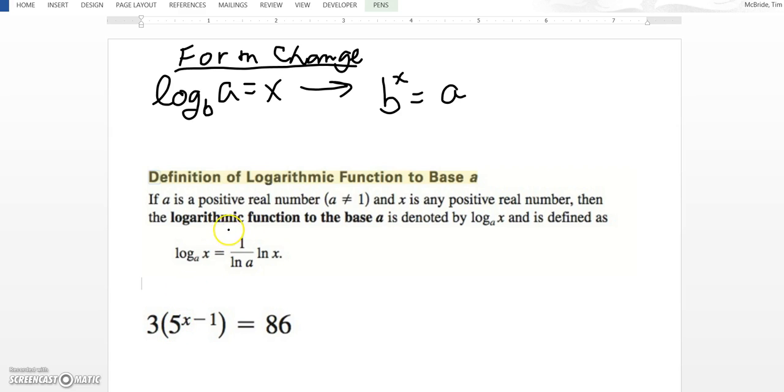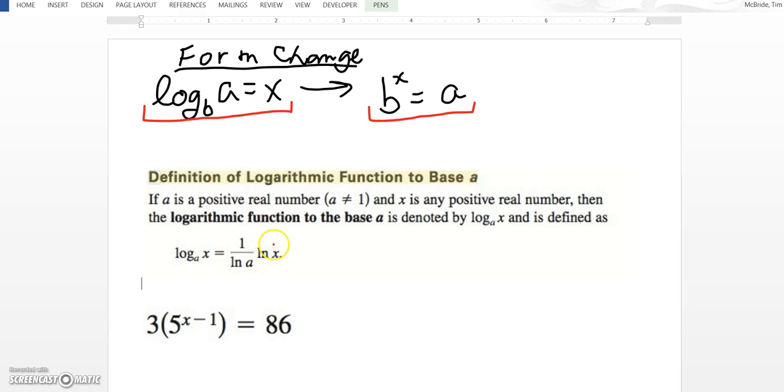And before we get there, I need to point out a couple of things that we need to remember: when we change the form from log form to exponential form, the base b grows up, and then the x and the a switch sides. X becomes the exponent.